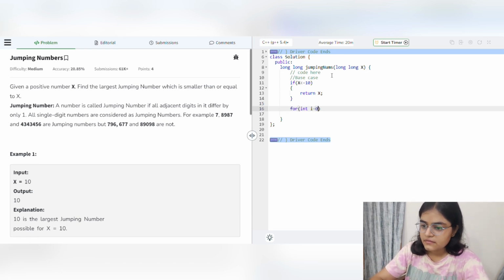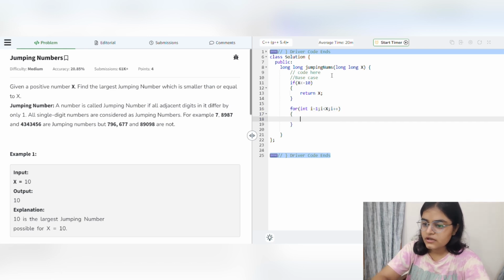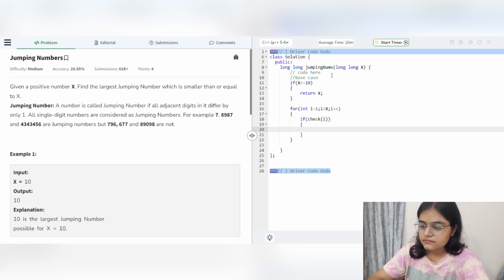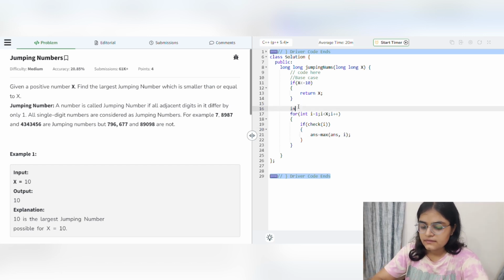Else, just make a loop from i equals 1, i less than or equal to x, i plus plus, and check i. Then answer is equal to max of answer comma i, right? Let's declare answer first and then return answer.